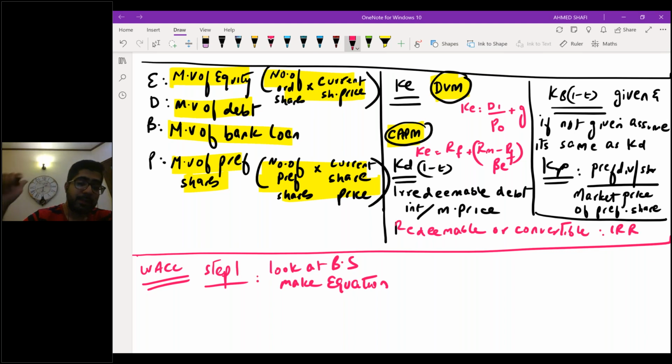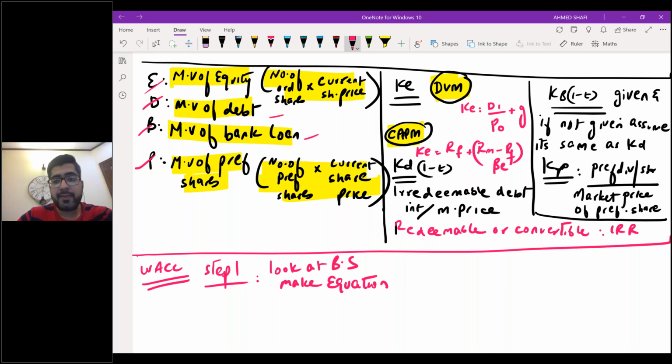Okay. Then once you have made the equation, you need to find variables. What maximum number of variables you need? E, D, B, and P. Obviously, in a question, it can be 3, it can be 2, it can be 4. E is market value of equity, number of ordinary shares into current share price. P is market value of preference shares, number of preference shares into current share price. D is market value of debt. I will tell you how to calculate. B is market value of bank.